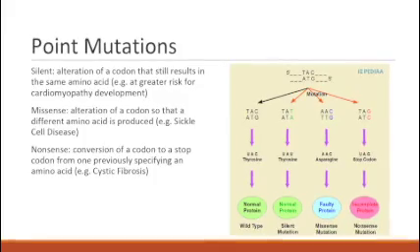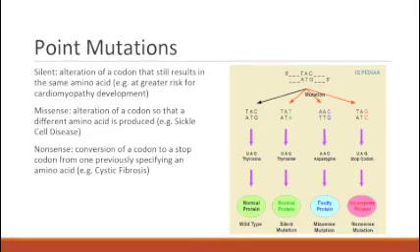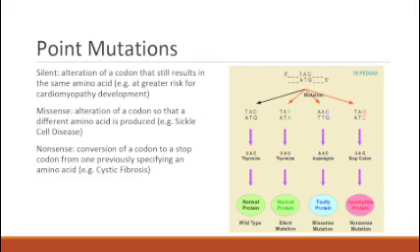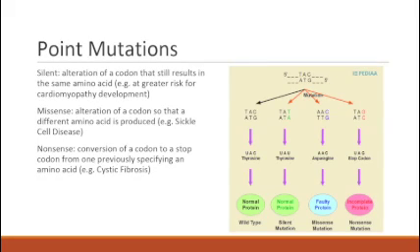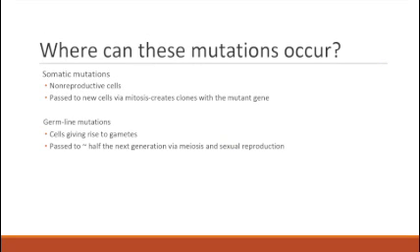Lastly, a nonsense mutation occurs when a codon that normally codes for an amino acid is instead converted to one that provides a stop codon. An example of such would be cystic fibrosis, a condition where patients experience their lungs and digestive systems clogged with excessive mucus. All of these mutations can occur in two different types of cells, the first of which is termed somatic. These are non-reproductive cells, and in these types of mutations, clone cells will be created through mitosis that will then all contain the mutant gene.